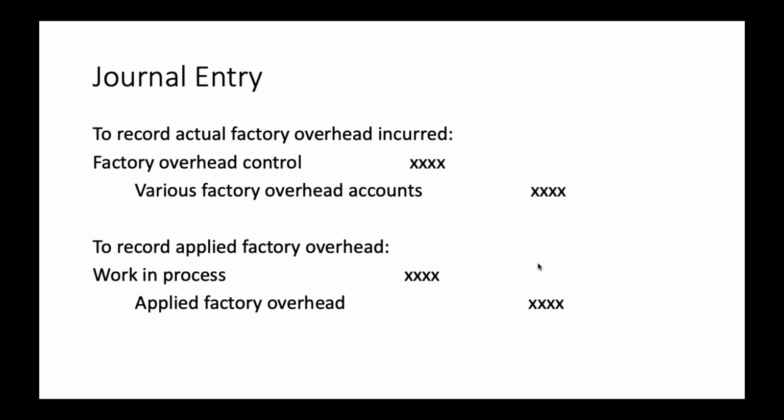Now, for the factory overhead applied to production, we do not use factory overhead control. Instead, we use applied factory overhead. And the entry would be debit work in process and then credit applied factory overhead. These two accounts do not normally have the same amount. Since factory overhead control is the actual amount and the applied factory overhead is just an estimated amount, normally they do not have the same amount.